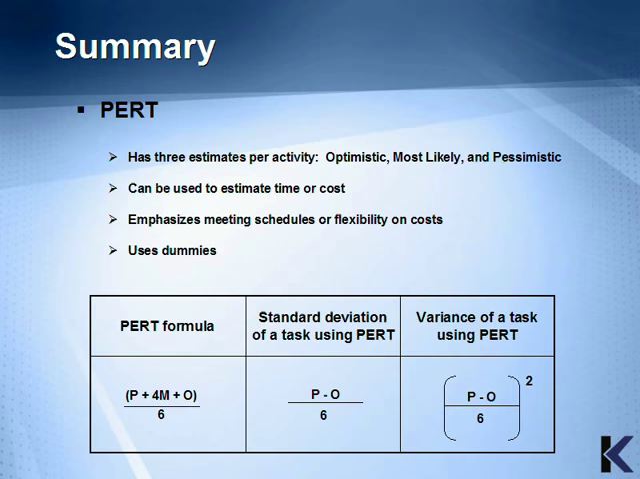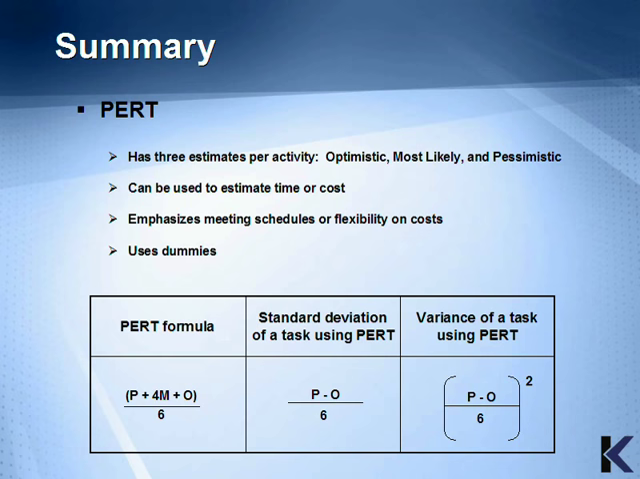PERT has three estimates per activity: optimistic, most likely, and pessimistic. This is called the three-point estimate. It can be used to estimate both time or cost, and it emphasizes meeting schedules or flexibility on costs, and it uses dummies. You need to memorize these formulas for the exam.